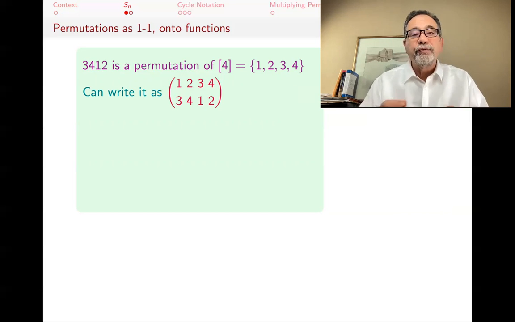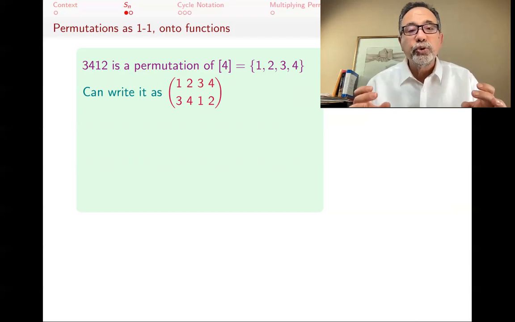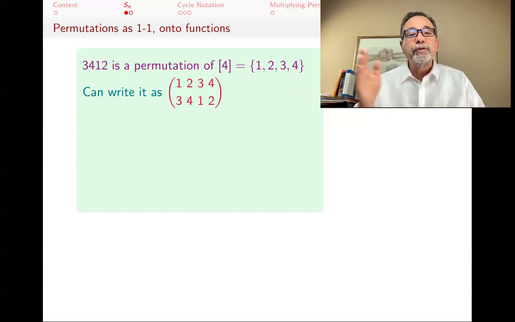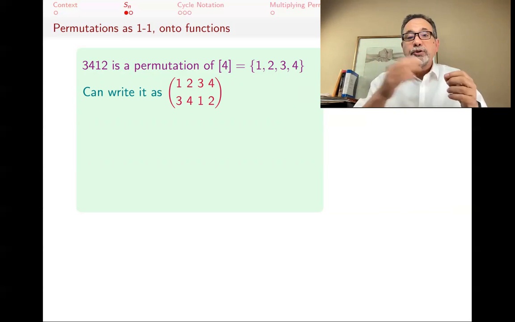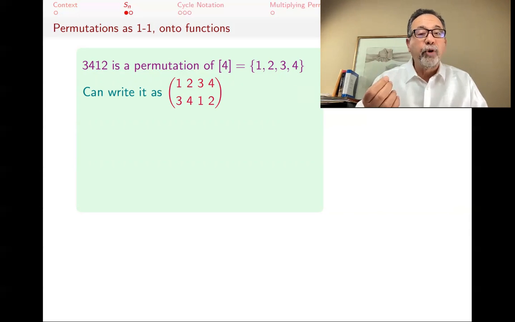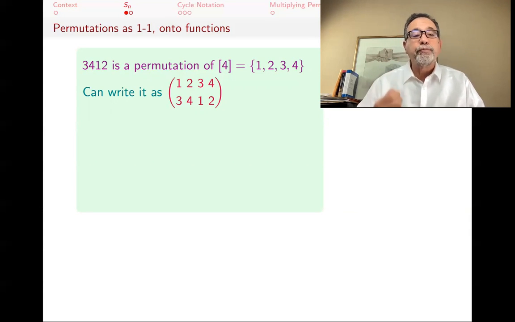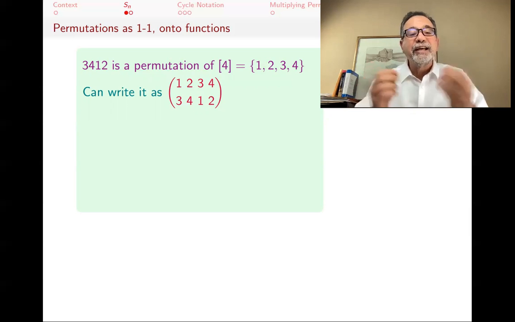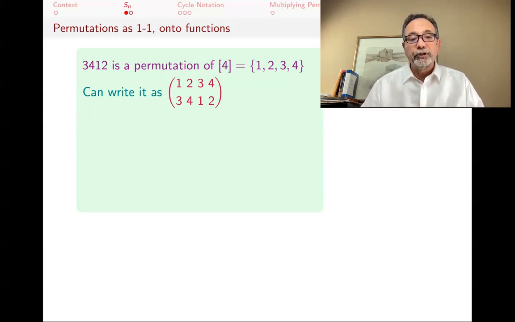One way to write that 3, 4, 1, 2 is to write it in this two-line notation with 1, 2, 3, 4 on top. That would tell you that we have this original order in mind, 1, 2, 3, 4, and now we have put things in a different order. In the spot for 1, we have put 3. In the spot for 2, we have put 4. In the spot for 3, we have put 1. And in the spot for 4, we have put 2. That makes it clear that we've got a permutation of 1, 2, 3, 4.